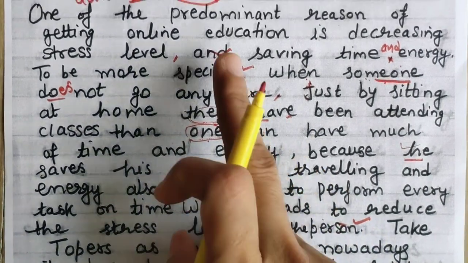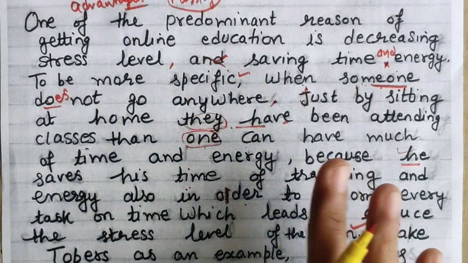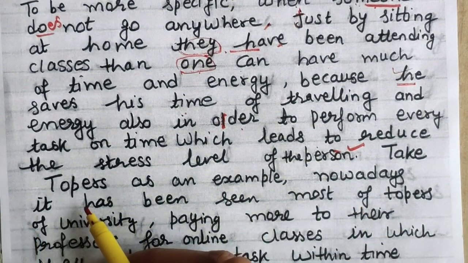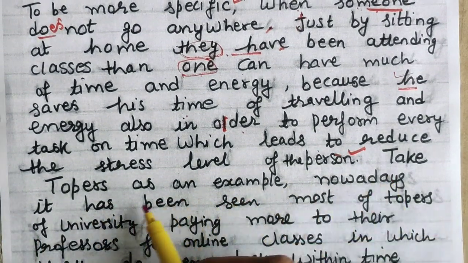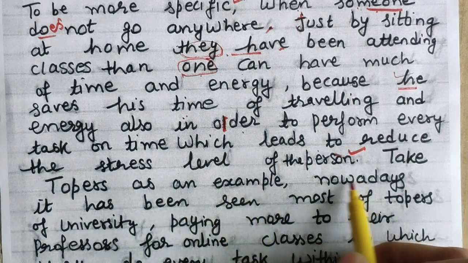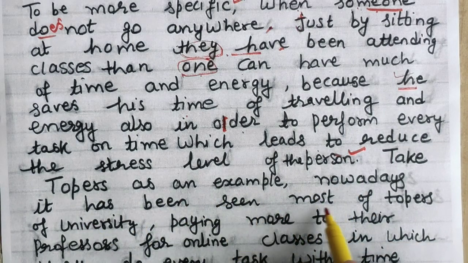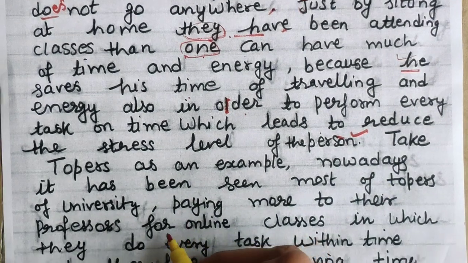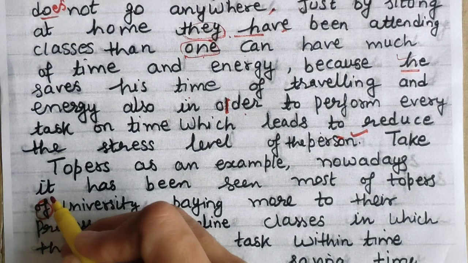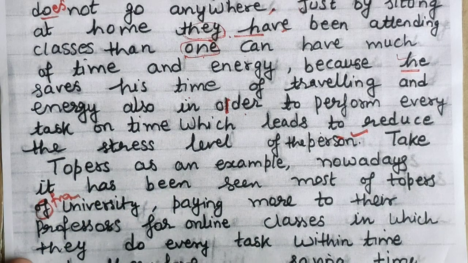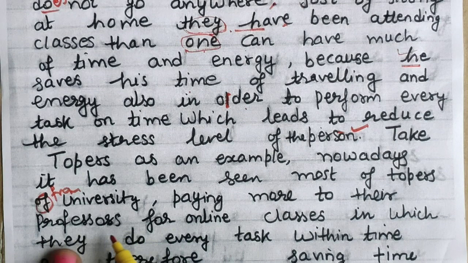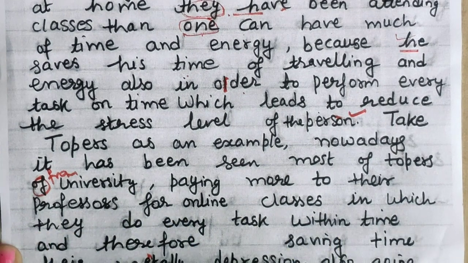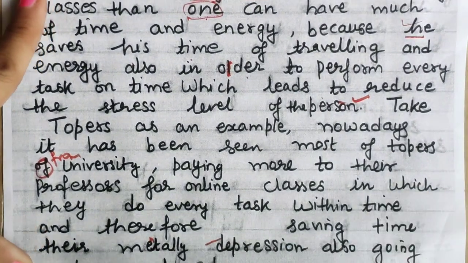So she has given the main point and she has explained everything over here, but there are some mistakes. Now she has given an example: take toppers as an example. Nowadays it has been seen most of the toppers from university are paying more to their professors for online classes, in which they do every task within time, and therefore saving time.